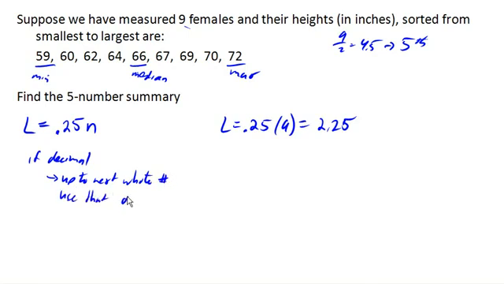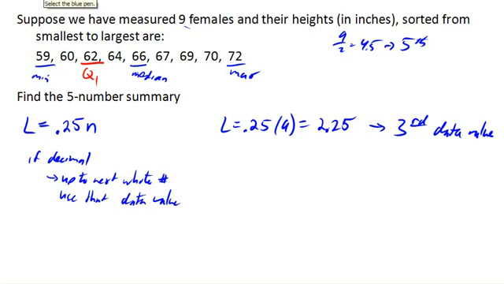So in this case, we're going to take this and we're going to go up to 3. Notice we're not rounding here. We're moving up to the next whole value. And so the third data value is going to be our quartile 1. And so quartile 1 is going to be right here. It's our third data value. That's our first quartile.